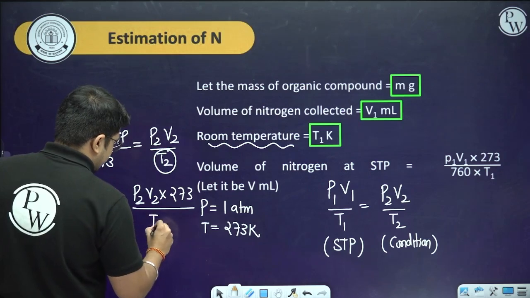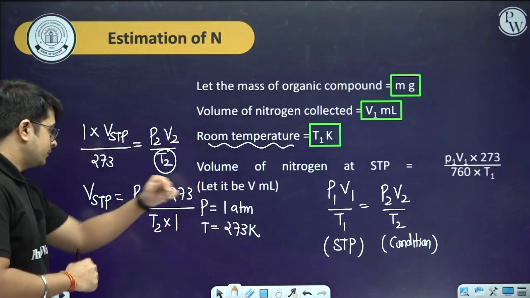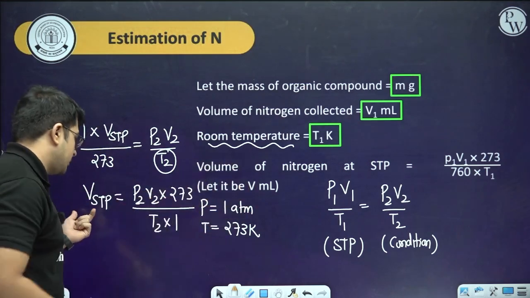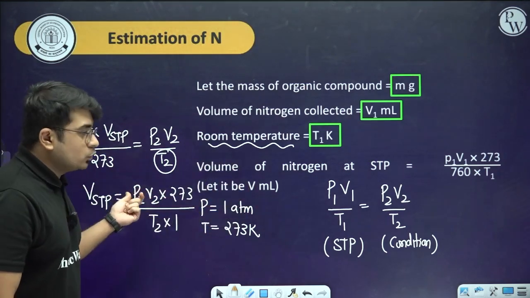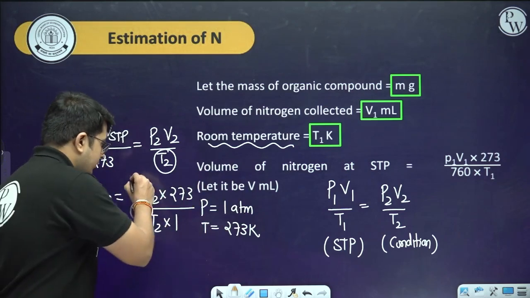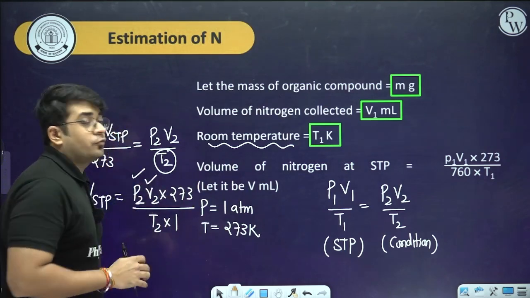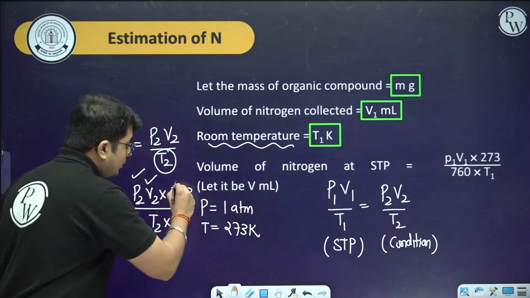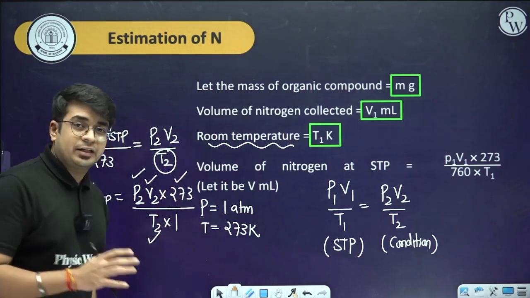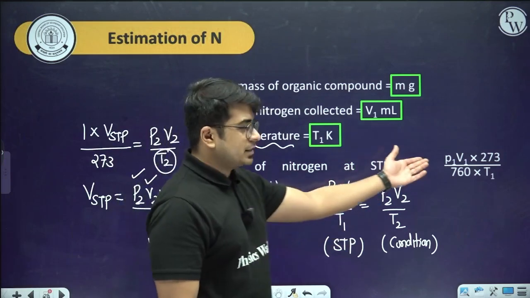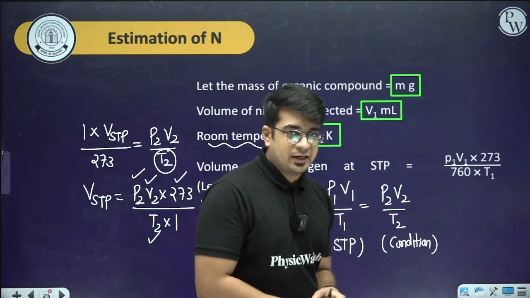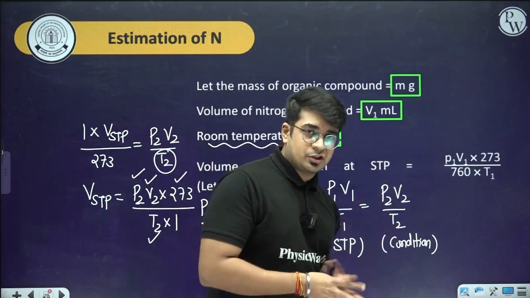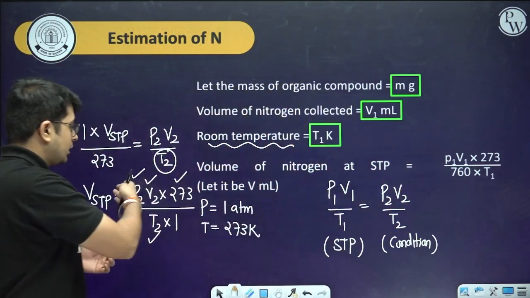Divided by T2, multiplied by V at STP, the volume of nitrogen collected at STP. Now P2, whatever value is given, you have to put the value. Volume, whatever is collected at the given conditions, multiplied by 273, divided by whatever temperature is given. In this case, I am considering the pressure given as P1, the volume being collected as V1, and the temperature as T1. So you can see both calculations are the same.